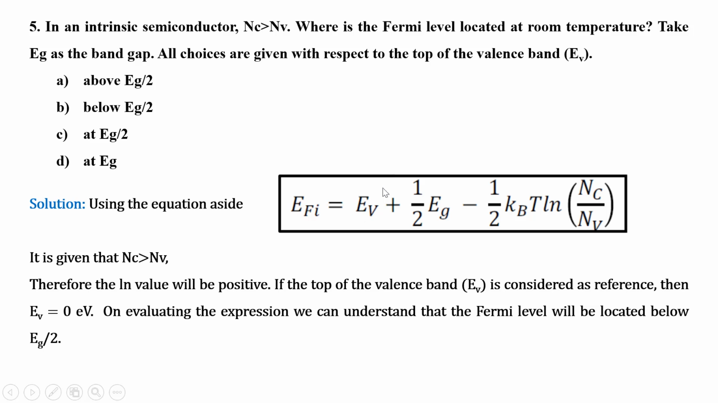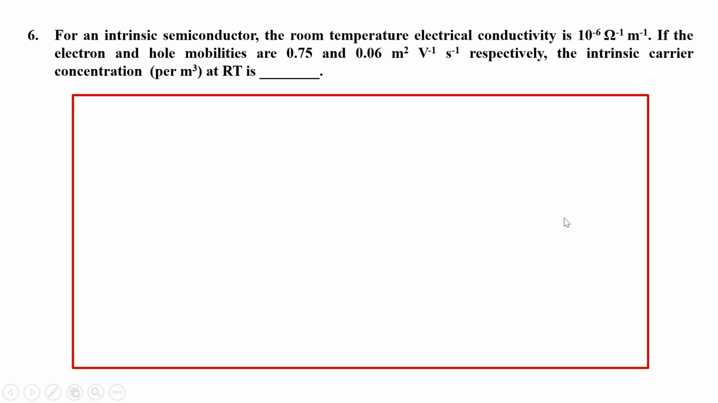Suppose you are using EC, then from valence band again you have to go for another calculation so as to reach EC. So since it is mentioned with respect to top of valence band, you have to opt for the equation which involves intrinsic level, EV, Eg and Nc by Nv. So I hope it's clear. So we can go to the next question.